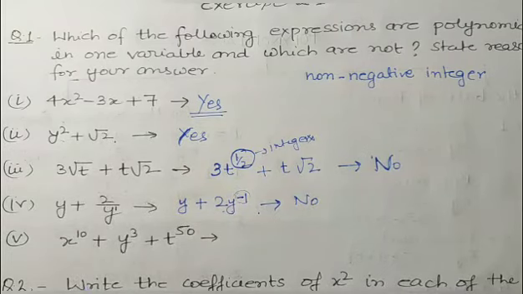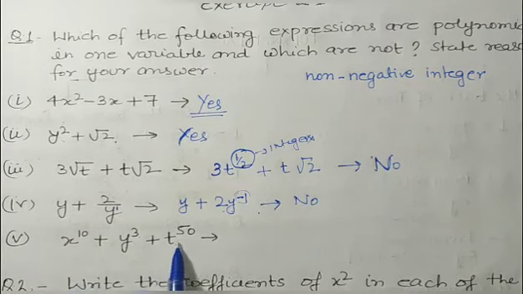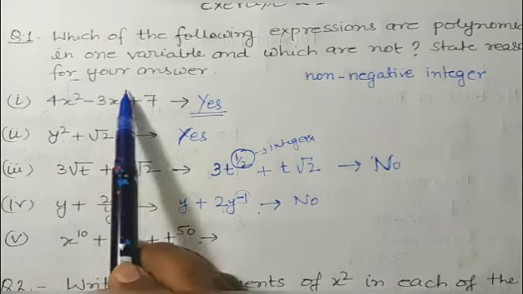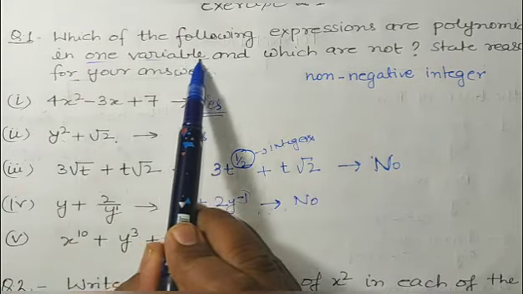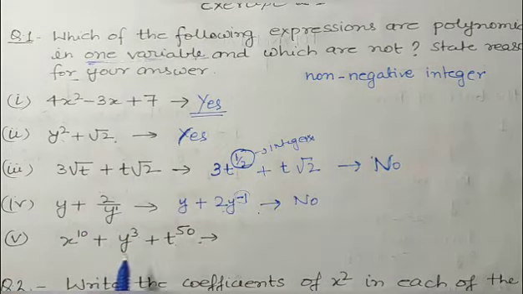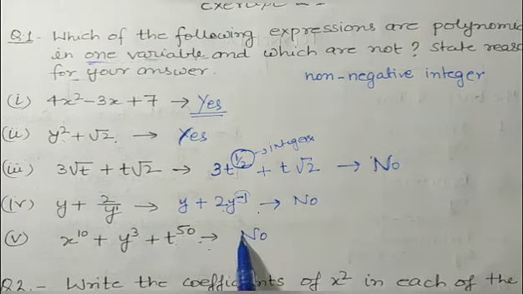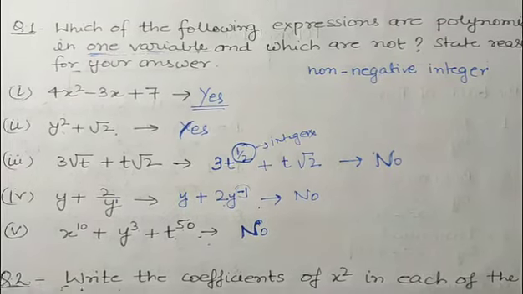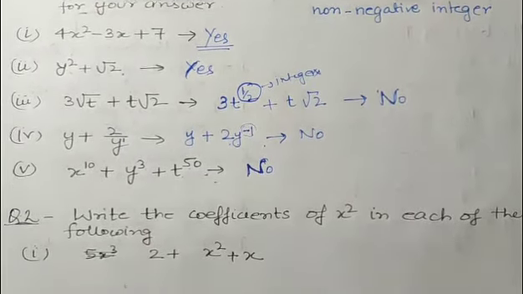Now fifth part, x to the power 10, y to the power 3, t to the power 50. So the question was whether it is a polynomial in one variable or not. Here it is a polynomial, but it is not in one variable. Here x is a variable, y is a variable, t is a variable. So you cannot say that it is a polynomial in one variable. So it will also not be counted, and the reason you will write is that it is not a polynomial in one variable.